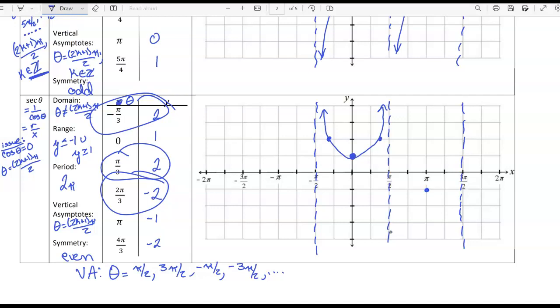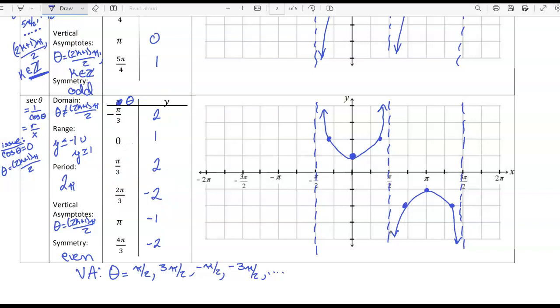Pi, -1, 2 pi over 3, -2. 2 pi over 3 would be between pi over 2 and pi over 4. And then 4 pi over 3, -2. And we could always get some decimal approximations if we wanted to, just to figure out where it lives. So there are our points.